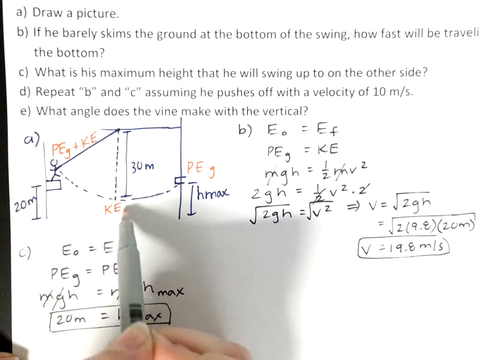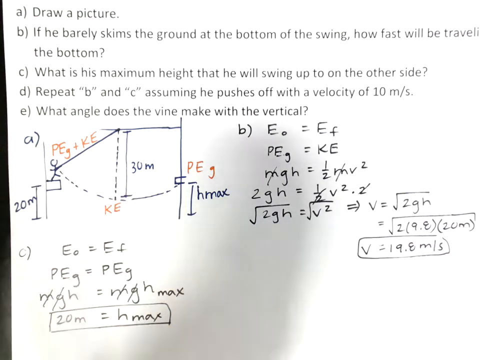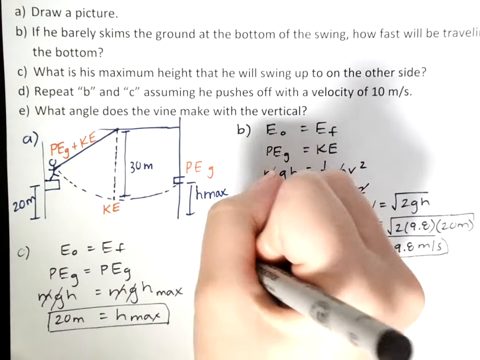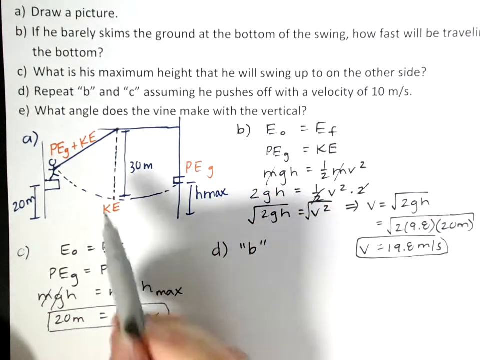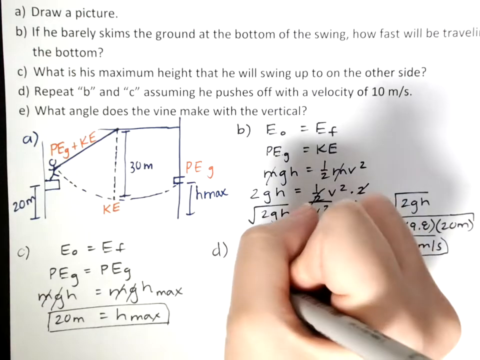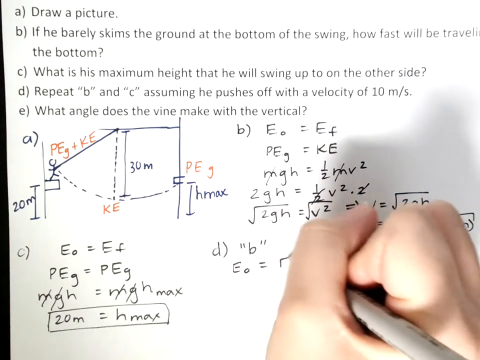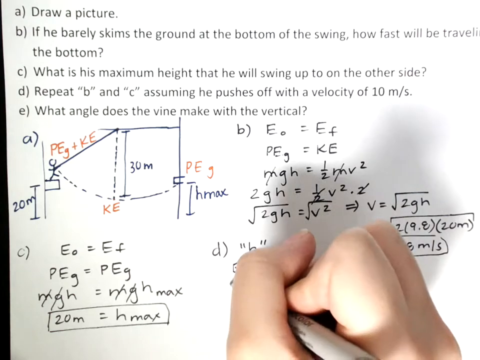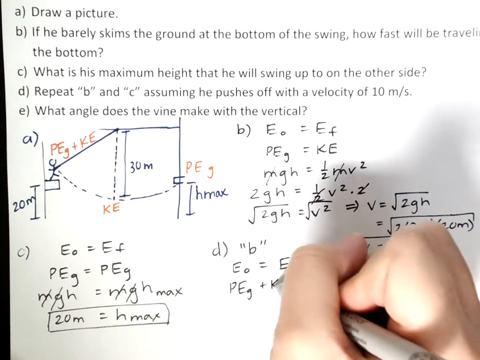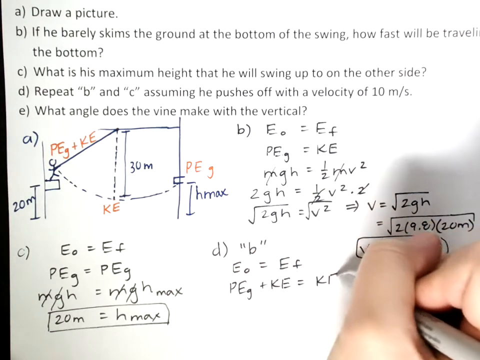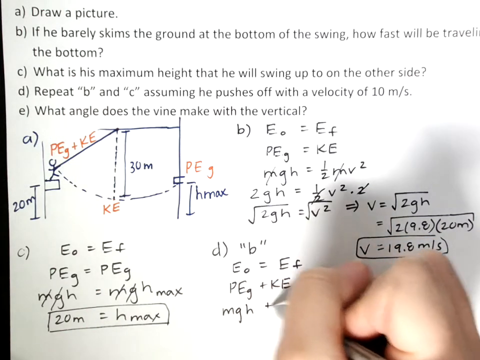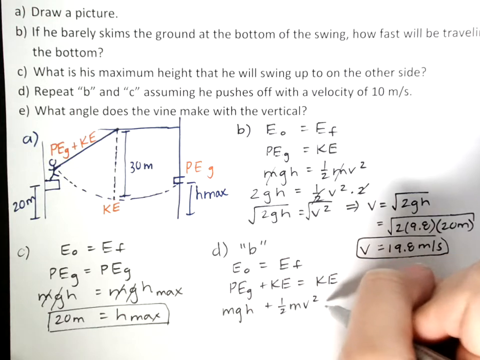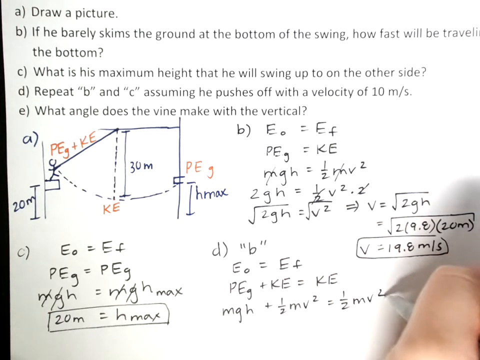Then at the final point, for part B, he's only going to have kinetic energy at the end. So energy initial equals energy final. Gravitational potential energy plus KE equals KE at the end. So let's write our equation: mgh plus 1/2 mv squared equals 1/2 mv squared. This is our initial velocity, and this is our final velocity.